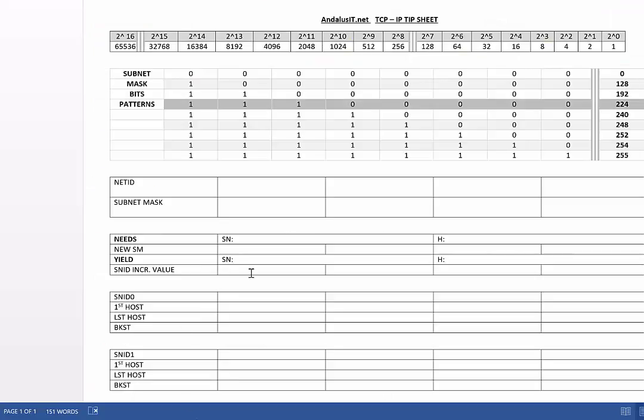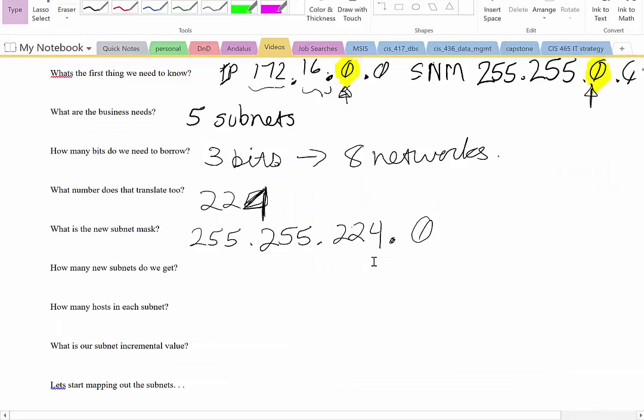All right, so after I fill out my needs here, I can fill out my new subnet mask. It's going to be 255.255.224.0. Now, how many new subnets do we get? I actually filled that in a little bit earlier, but let's write it in. 8 networks. Actually, it would be more accurate if I wrote 8 subnets. I'll write this out. I'll erase that too.